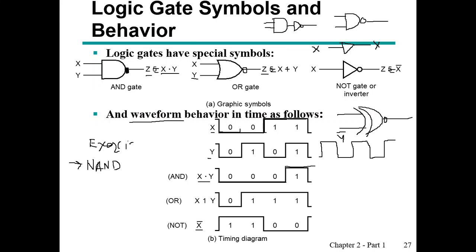Forgive my handwriting. I'm doing it with the mouse pad, so it's very bad. So you can draw the timing waveforms for NAND gate, for NOR gate, for exclusive OR gate, and then the exclusive NOR gate. So this can be an exercise. So you would be able to appreciate the use of this particular form of representing Boolean functions or expressions.